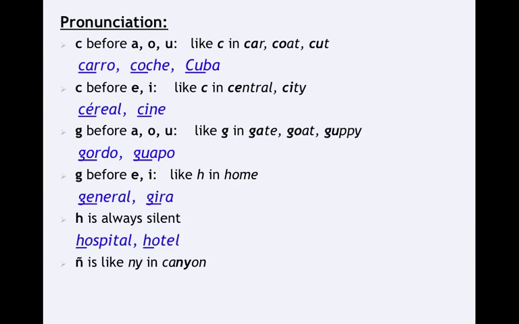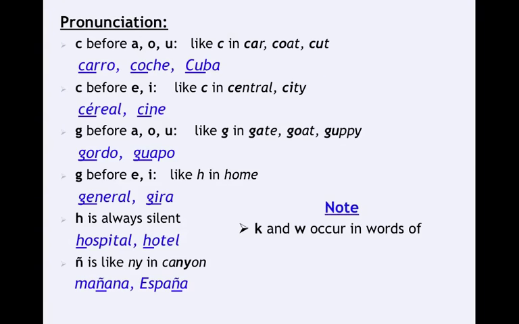The N with a tilde, Ñ, is like the Ñ in canyon. Repitan, mañana, España. Note that the K and W occur in words of foreign origin, so you'll need to pronounce those in Spanish as well, but you're not going to see a K and W in words of Spanish origin, just foreign origin other than Spanish.